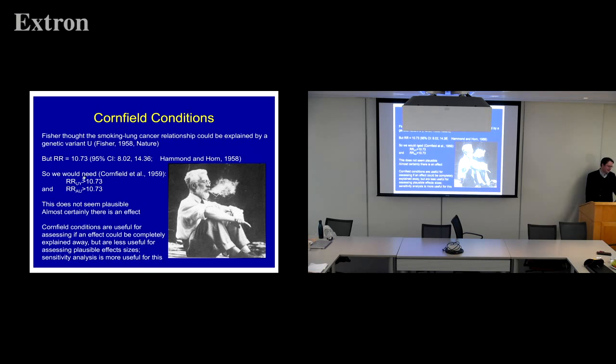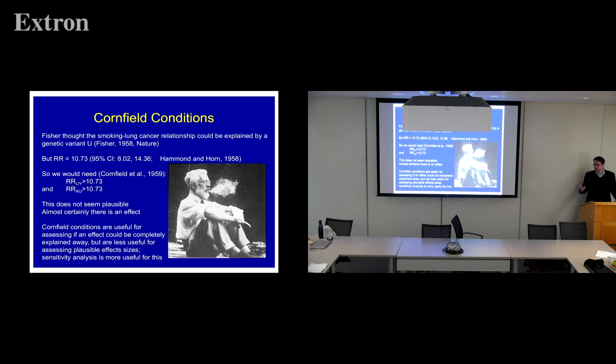And so what Cornfield and co-authors showed was that for such an unmeasured confounder to explain away the association, the genetic variant would have to increase the likelihood of both lung cancer and be related to smoking by risk ratios of tenfold or more each to explain away the effect. At the time, that really didn't seem terribly plausible.